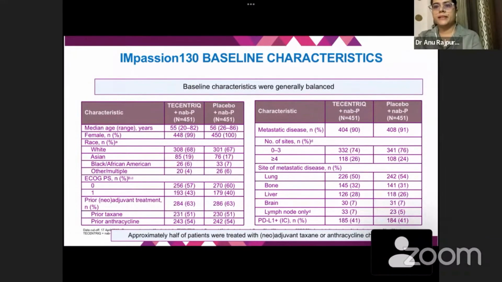Coming to the baseline characteristics, they were generally balanced. The median age was 55. Almost all patients were female, 99% in the placebo plus nab-paclitaxel arm and in the Tecentriq plus nab-paclitaxel arm. ECOG PS was 0 to 1. Prior adjuvant or neoadjuvant treatment included prior taxane or anthracyclines. The most common site of metastasis was lung, followed by bone, liver, and brain. PDL1 positivity was present in 41% in both arms.